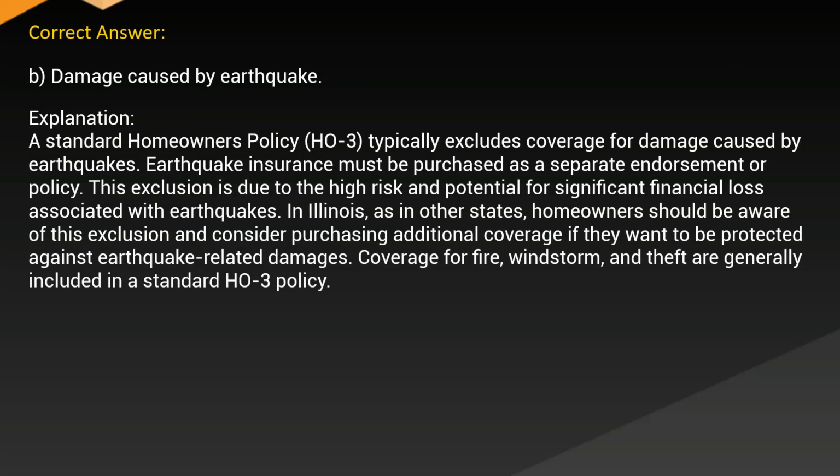Correct answer. B. Damage caused by earthquake. Explanation. A standard homeowners policy HO3 typically excludes coverage for damage caused by earthquakes. Earthquake insurance must be purchased as a separate endorsement or policy. This exclusion is due to the high risk and potential for significant financial loss associated with earthquakes. In Illinois, as in other states, homeowners should be aware of this exclusion and consider purchasing additional coverage if they want to be protected against earthquake-related damages. Coverage for fire, windstorm, and theft are generally included in a standard HO3 policy.